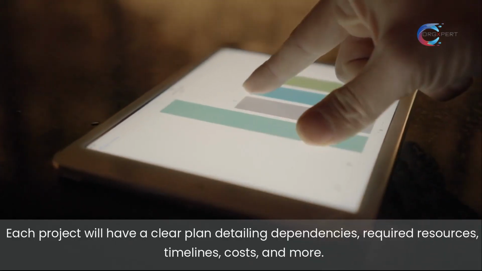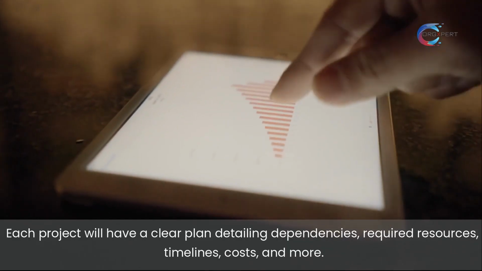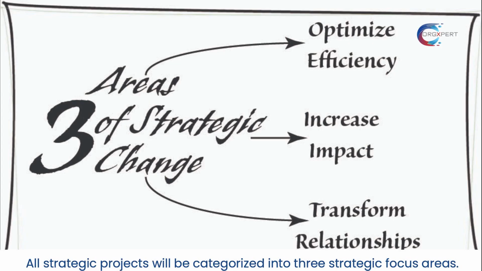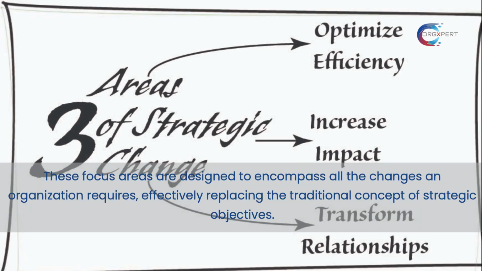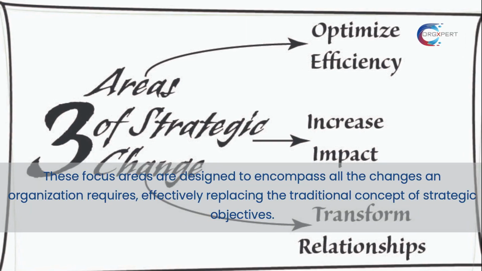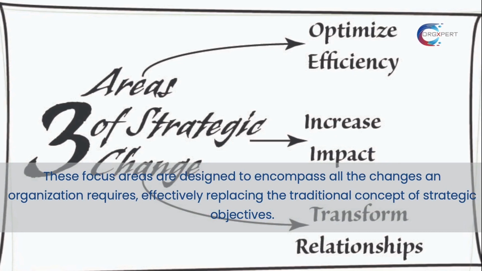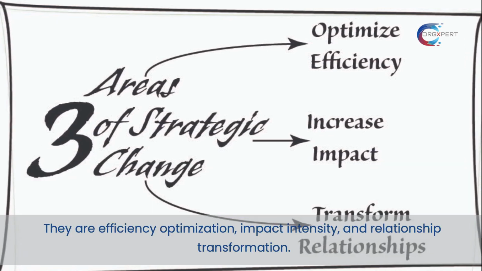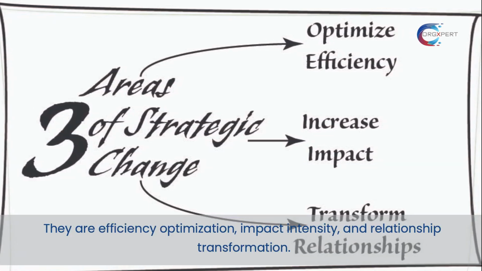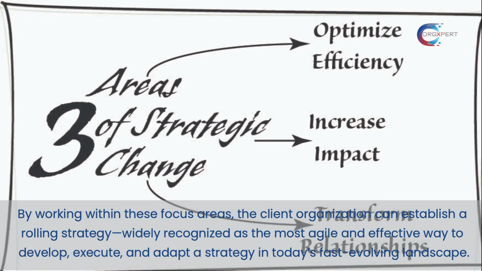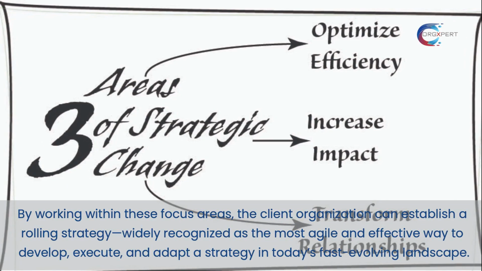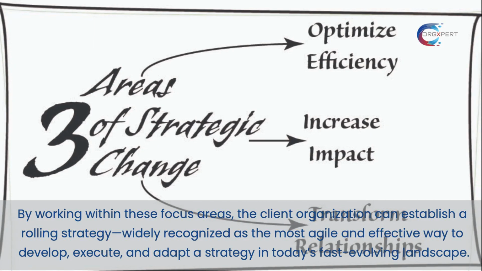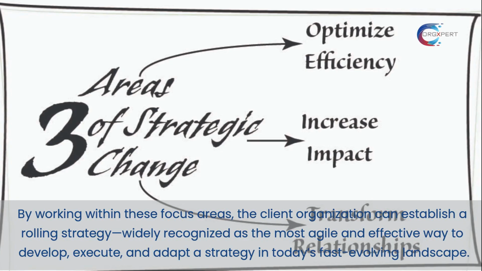Each project will have a clear plan detailing dependencies, required resources, timelines, costs, and more. All strategic projects will be categorized into 3 strategic focus areas. These focus areas are designed to encompass all the changes an organization requires, effectively replacing the traditional concept of strategic objectives. They are efficiency optimization, impact intensity, and relationship transformation. By working within these focus areas, the client organization can establish a rolling strategy, widely recognized as the most agile and effective way to develop, execute, and adapt a strategy in today's fast-evolving landscape.